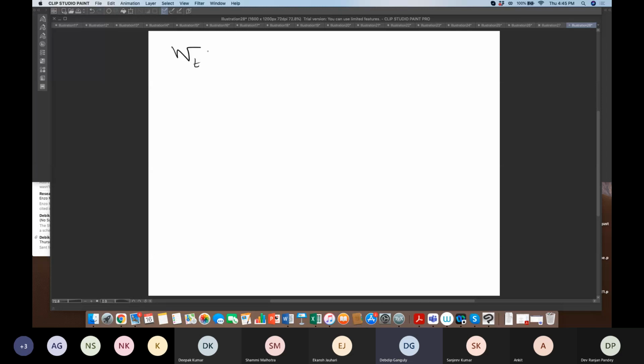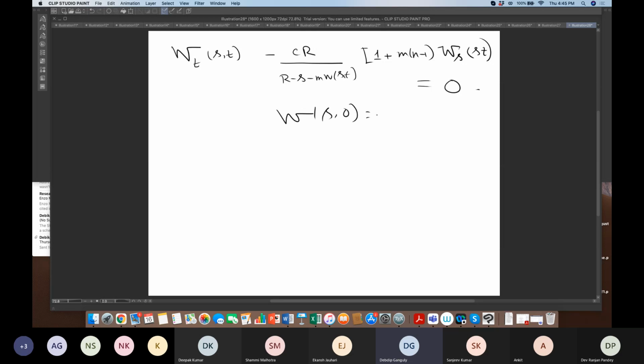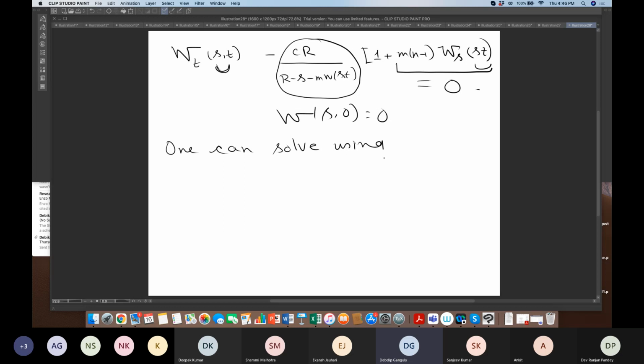Wt of (s,t) minus cr by r minus s minus m w of (s,t) times 1 plus m into n minus 1 ws of (s,t) equal to 0, and ws at 0 is 0. So if you don't like s and t, you make x and y. How to solve this? Method of characteristics. Yes, it's a two variable function, s and t. You just use x prime t, that dx by dt will be 1, dy by dt will be this term, and dz by dt will be this term. If you solve this, one can solve in just one line using the method of characteristics.